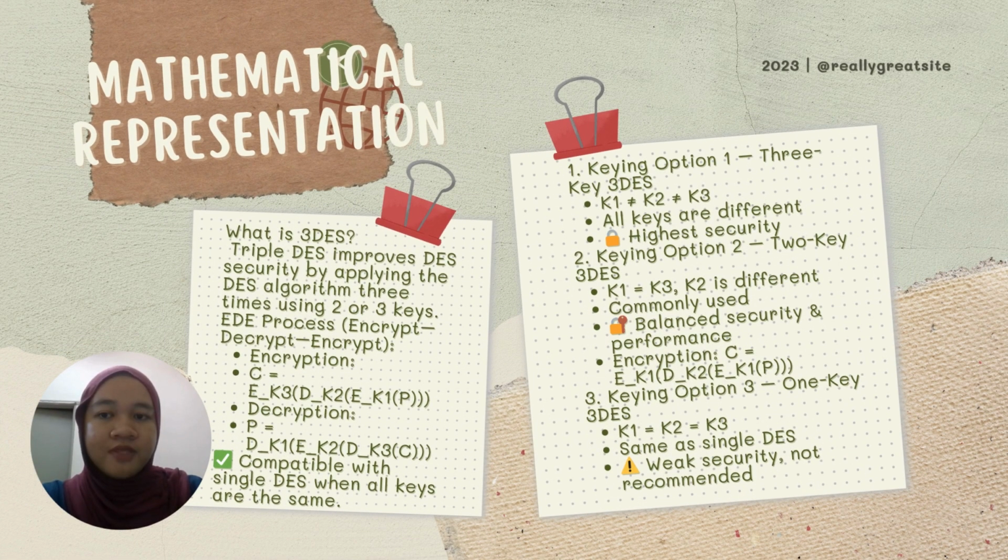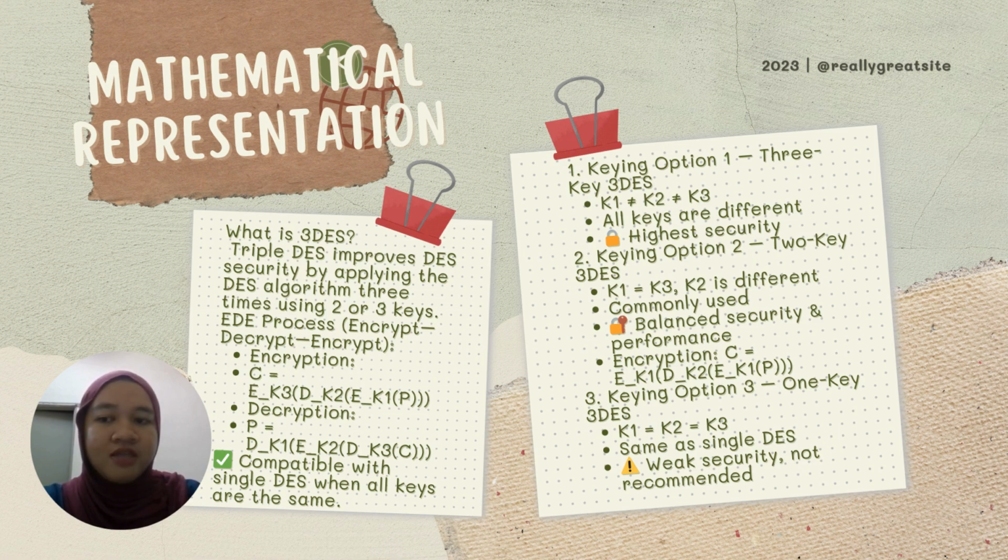Okay, next for mathematical representation. TripleDES, which is also known as 3DES, is an improved version of the original DES encryption. It works by applying the DES algorithm three times in a specific order. First, it will encrypt the data with the first key, then it decrypts the data with the second key, and it finally encrypts again with a third key. This is known as the encrypt, decrypt, encrypt, or we call it the EDE method. To decrypt, the process is simply reversed.